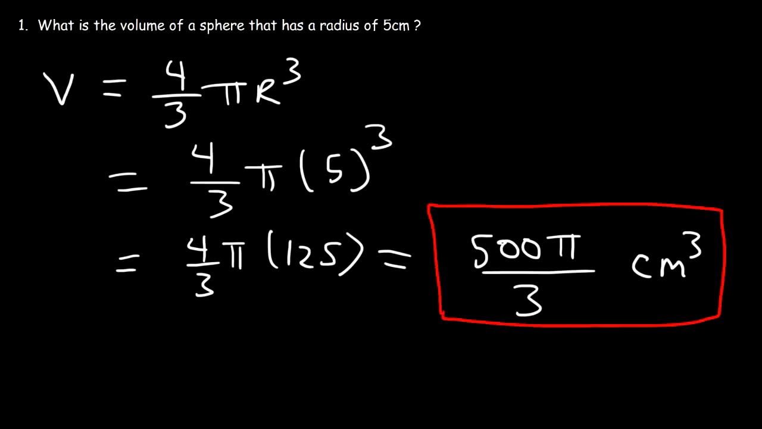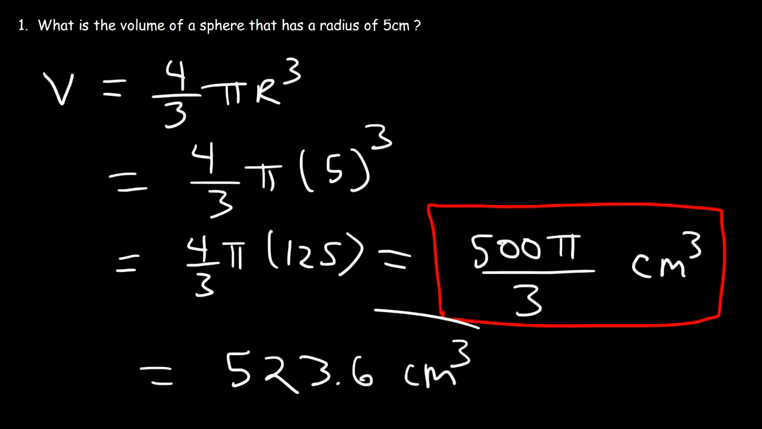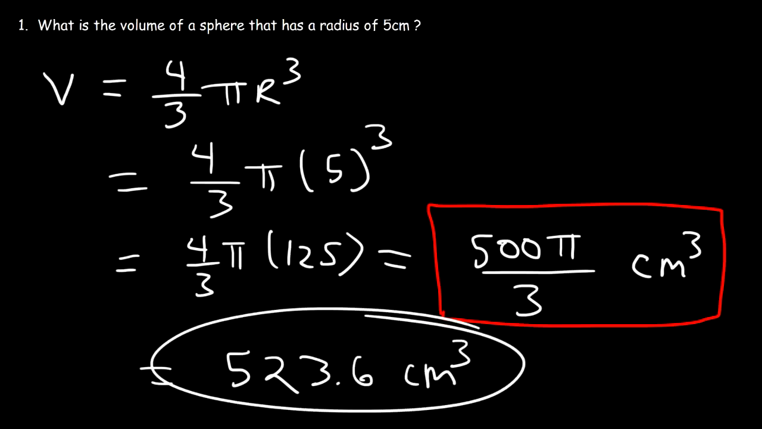If you want to get the decimal equivalent of that answer, just type it in your calculator. 500 pi over 3. This is using the exact value of pi, by the way. It's 523.6 cubic centimeters. So you can write your answer like that if you want to. But for the majority of this video, I'm going to write the answer in terms of pi.